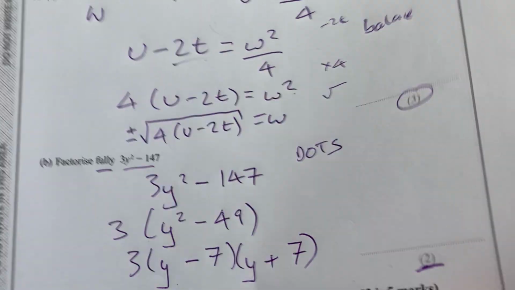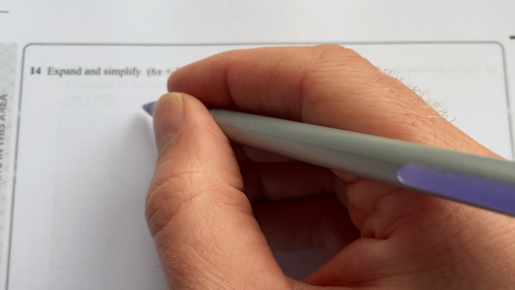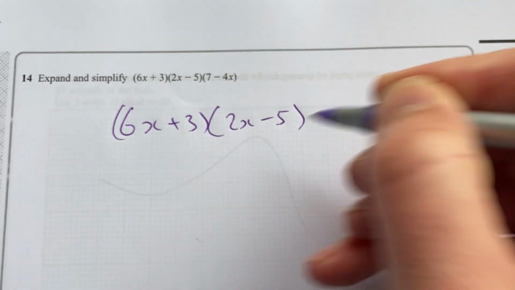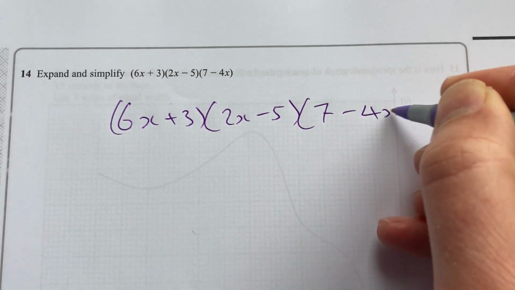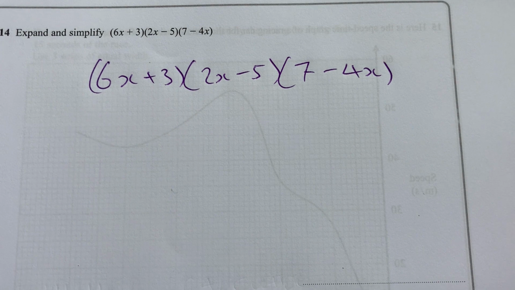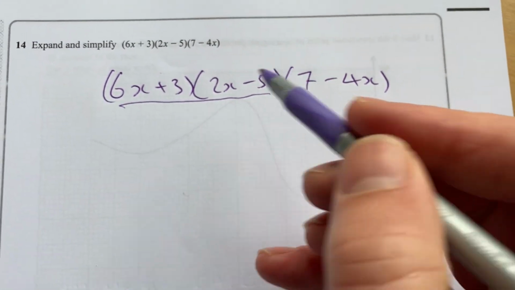Okay, let's have a look at another question in this video. Again, keeping it with algebra for this video. Expand and simplify 6x plus 3, times 2x minus 5, times 7 minus 4x. Because there are 3 brackets, in the end, I'm expecting an x cubed, x squared, and x. But let's take them pairwise at first.